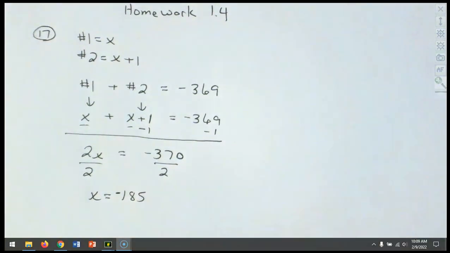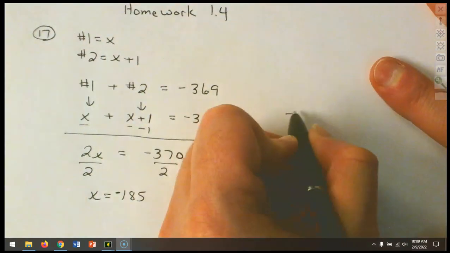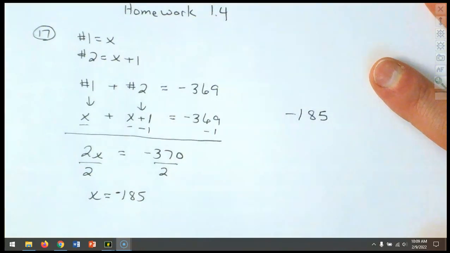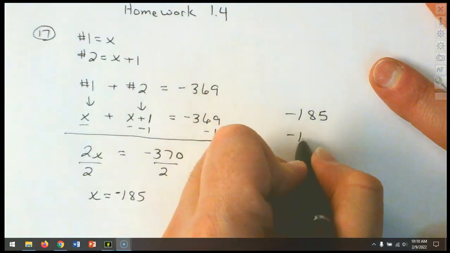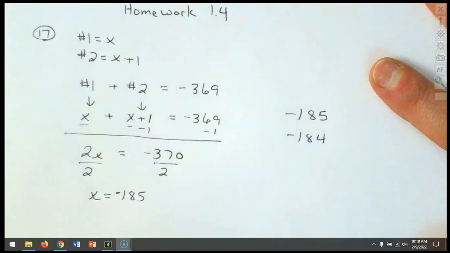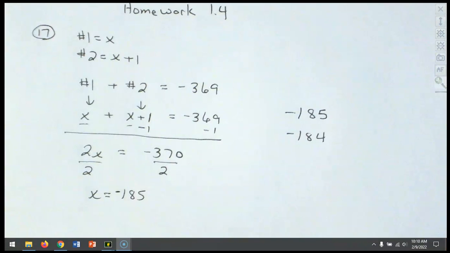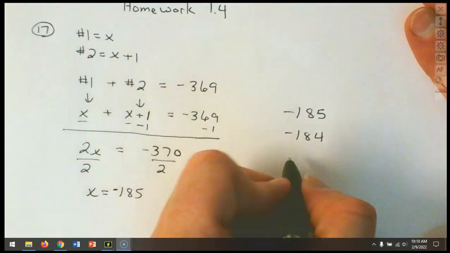Okay, now, what are my 2 numbers? Let's find them first. My first number is negative 185. If I add 1 to it, that makes it a negative 184. Right? Because you're adding 1. So my 2 numbers are negative 185 and negative 184, not negative 186, because you're adding 1 to a negative number. Now, what do we want? We want the larger number.